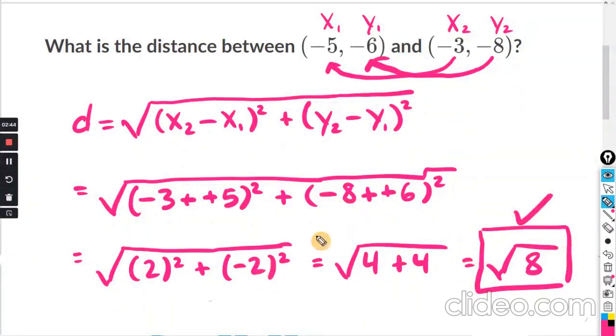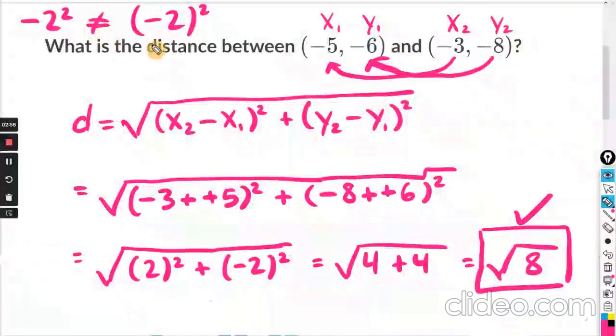Now notice for the negative, I used parentheses, okay? And that is because -2 squared is not the same as -2 in parentheses squared. Okay, you want to make sure you have parentheses because this is positive and this is negative. And we always want positive, okay? We're dealing with lengths. So they're always positive. So make sure you use parentheses and get positive numbers under that square root after you square it.